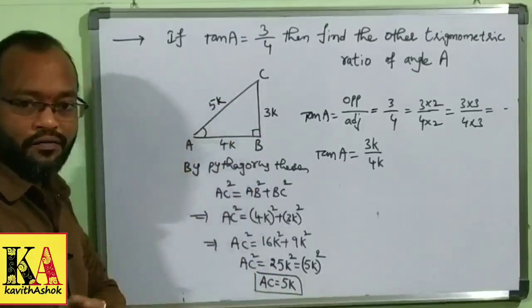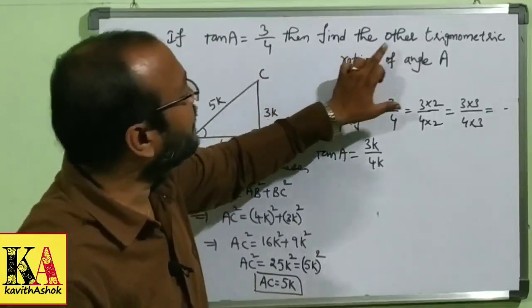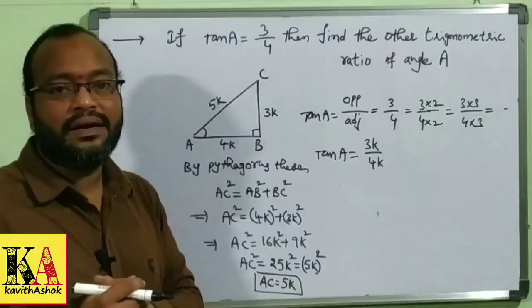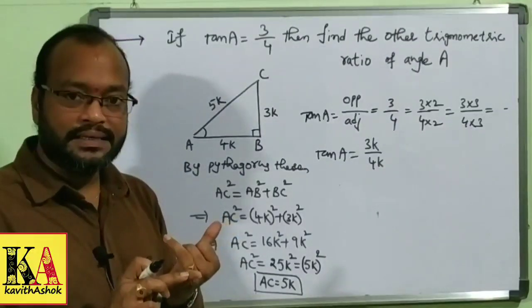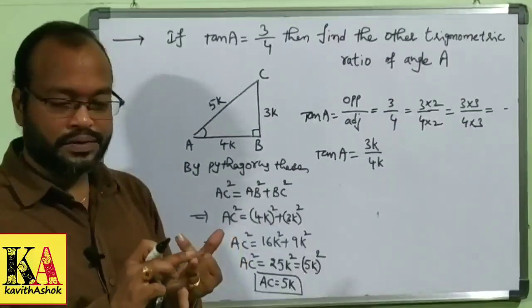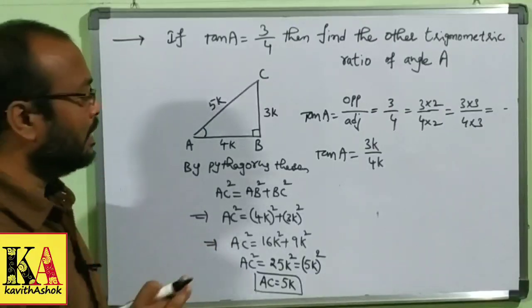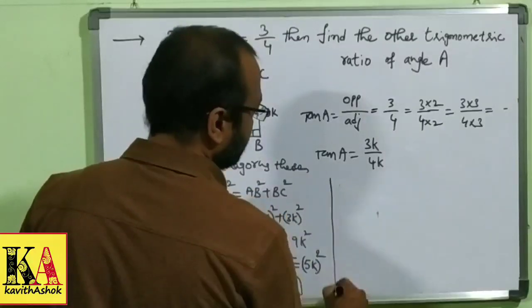Now we have all values. What we want is to find the other trigonometric ratios. Other than tan A, what are the remaining trigonometric ratios? Sin is there, cos is there, tan is already there, cosec, sec and cot. So the remaining 5 trigonometric ratios we can calculate. First, one by one we can calculate.